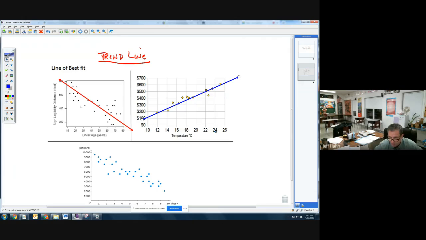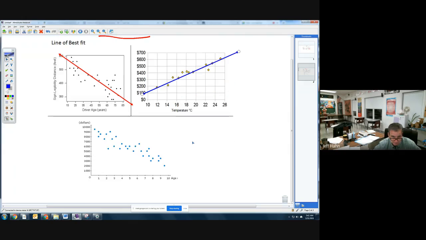If it's 24 degrees Celsius, predict how much money you would spend to do this. Well, you look and see, go right up here, it crosses somewhere closer to 600 than 500. So you could predict maybe it was $560 or something like that. Or predict if it was 10 degrees Celsius, you'd have about $100. So there's your line of best fit. It's a positive correlation.